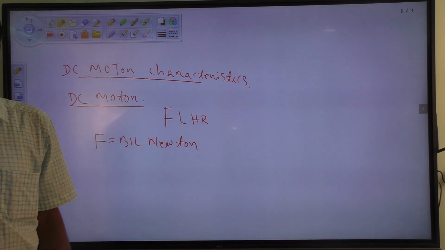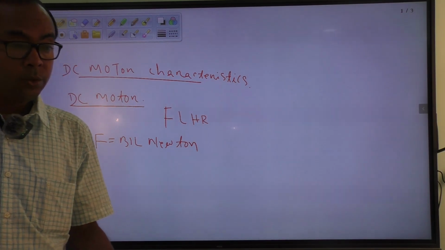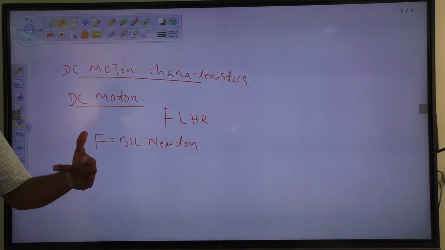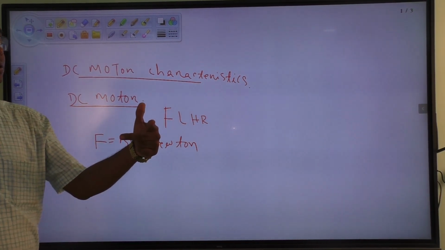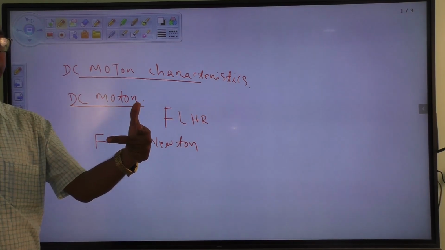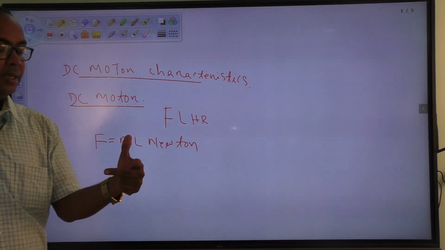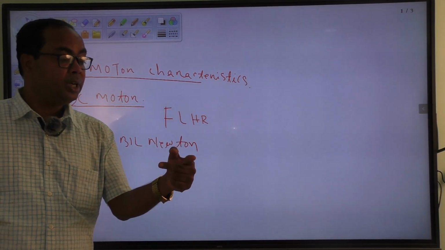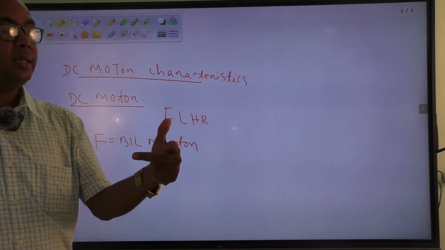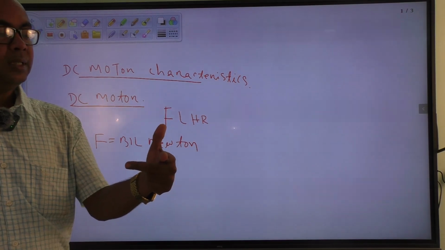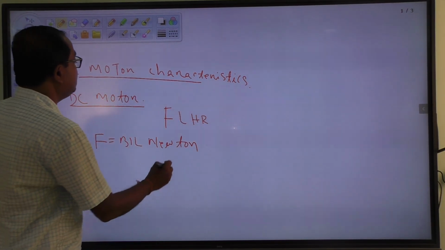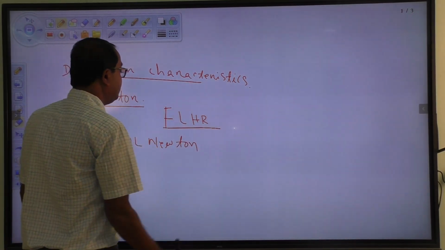What is Fleming's left hand rule? To apply it, we stretch the left hand's first finger, thumb, and second finger in such a manner that they are mutually perpendicular to each other. The middle finger indicates the direction of the current, the first finger indicates the direction of the magnetic field, and the thumb indicates the motion of the conductor. This is known as Fleming's left hand rule.